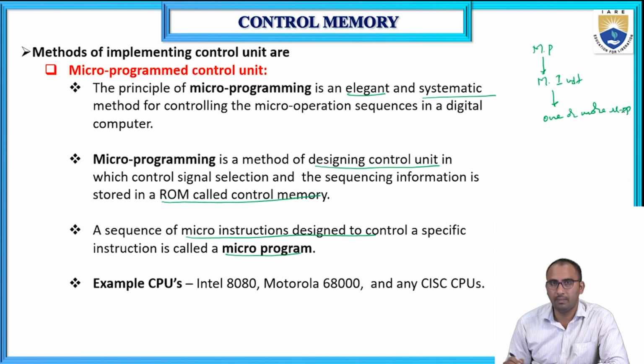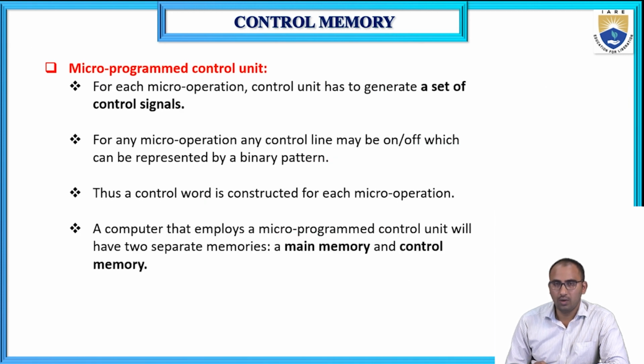Micro operations. Okay. So the examples of CPUs based on microprogram control units are the Intel 8080, Motorola 68000, and any CISC CPU. CISC means complex instruction set computer. Okay, so this is a microprogrammed control unit.